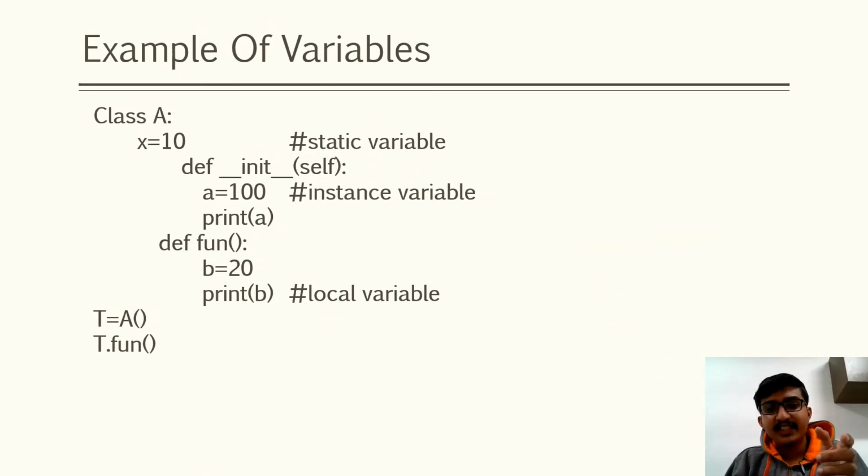Now let's take an example of variables. Here we created class A. Inside that we have x is equal to 10. As I told you, the variable we write inside the class but outside the constructor is called a static variable.